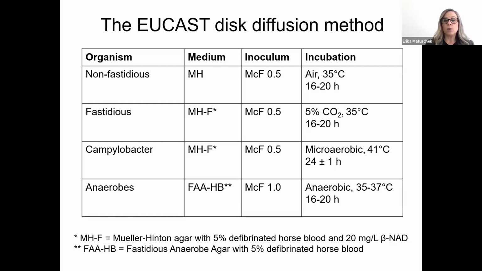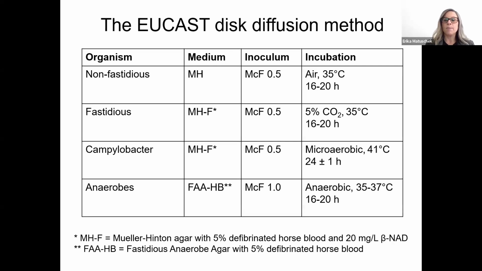For most fastidious organisms, they will be tested on the MH-F agar, that is Mueller-Hinton agar with 5% defibrinated horse blood and 20 milligrams per liter beta-NAD. The inoculum is the same, incubation time and temperature is the same, but those plates are incubated in 5% carbon dioxide. Campylobacter has its own method. It's still MH-F agar and McFarland 0.5, but incubation must be in a microaerobic environment at a higher temperature and for a longer time.